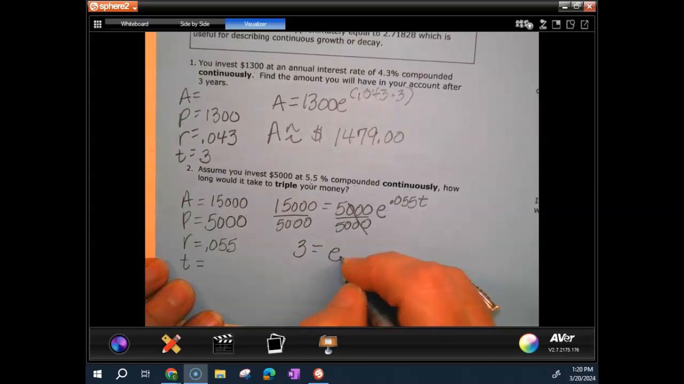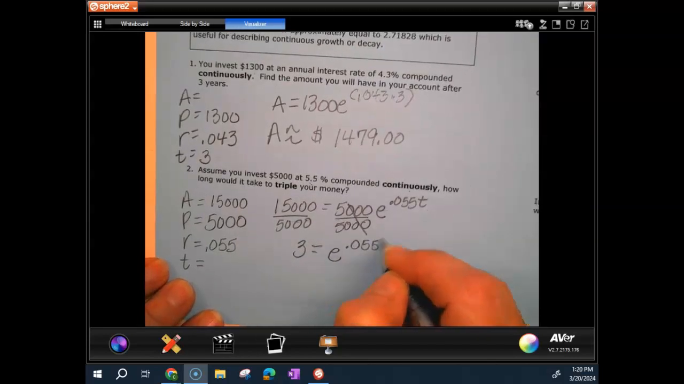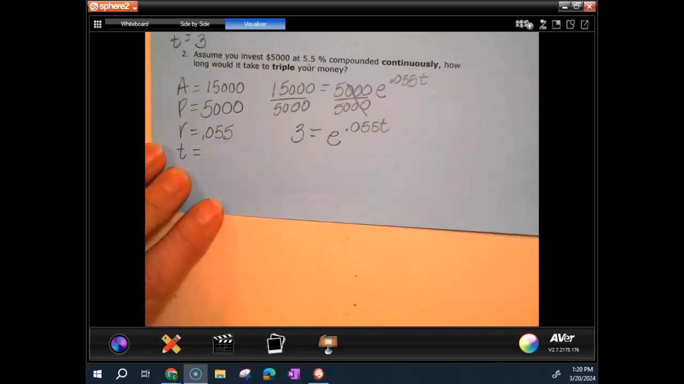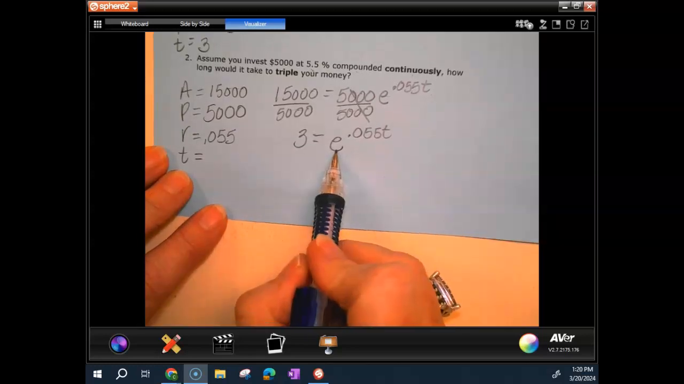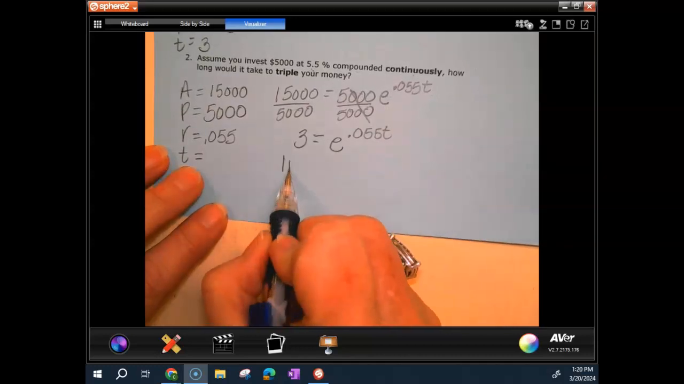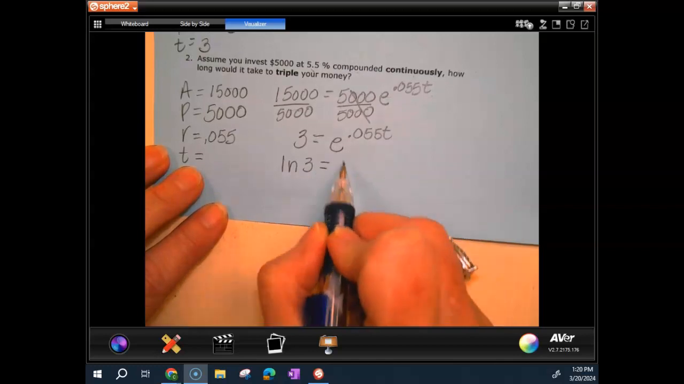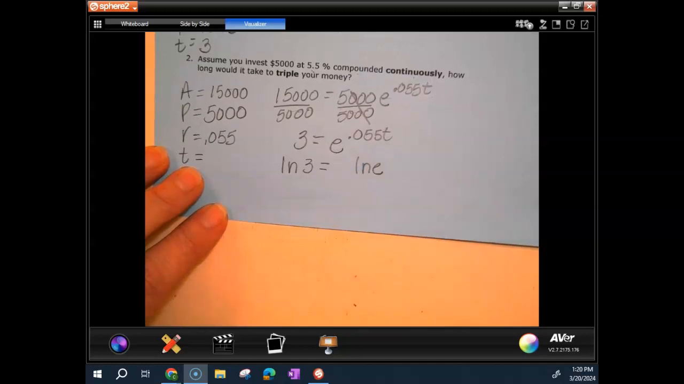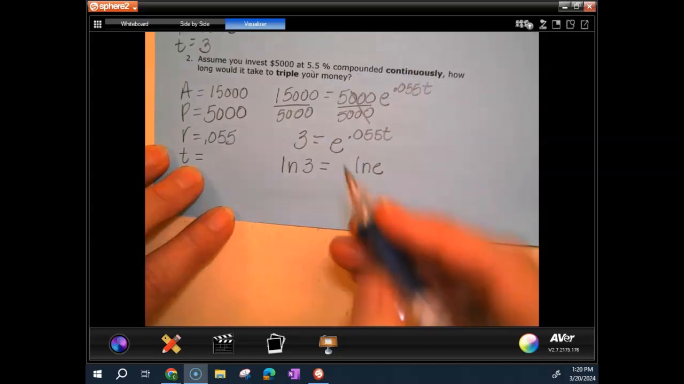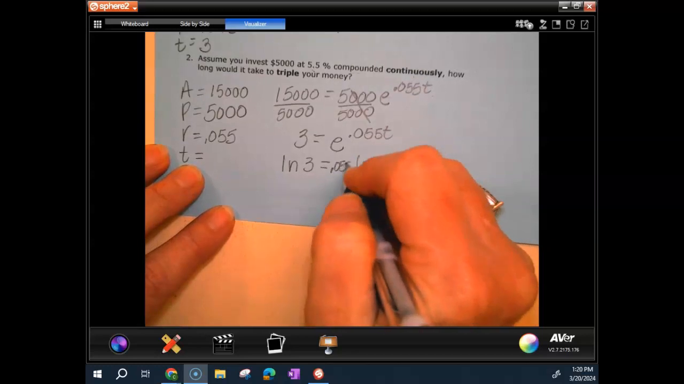So then I have E to the 0.055T. Okay, guys, where is my variable? It's in the exponent. We only know one thing to do to get it out. What do we have to do? We're going to take the log, except I've got the e. So what kind of log am I going to take? The natural log. So I'm going to take the ln of 3 equals, and I'm going to take the ln of e over here, and the 0.055t, what happens to it? It drops to the front. So I'm going to have 0.055t.